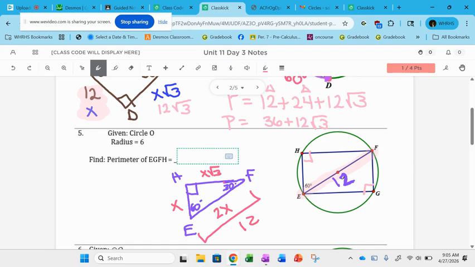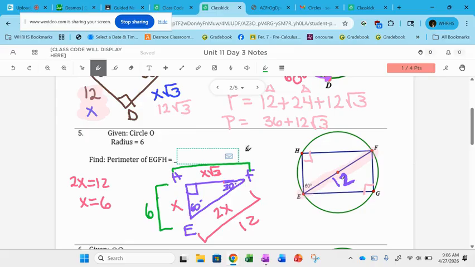Does anybody know the equation I'm going to write to solve for X? How am I going to find X here? Noah? You got it. 2X equals 12, so X will equal 6. So now that X is equal to 6, that tells me that HE is 6. And what's HF going to be? Good, Jay, 6 root 3. So HF is 6 root 3.